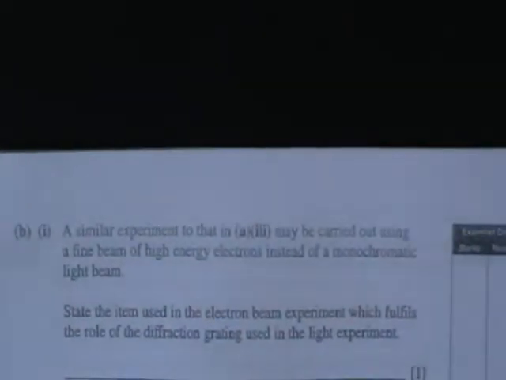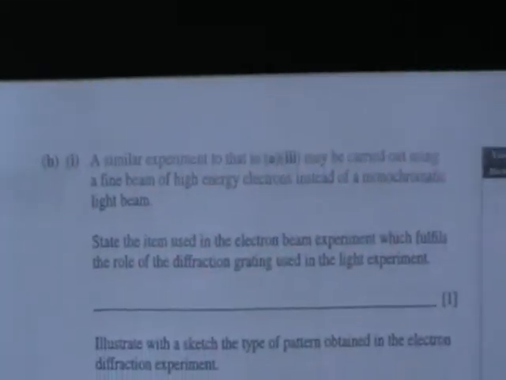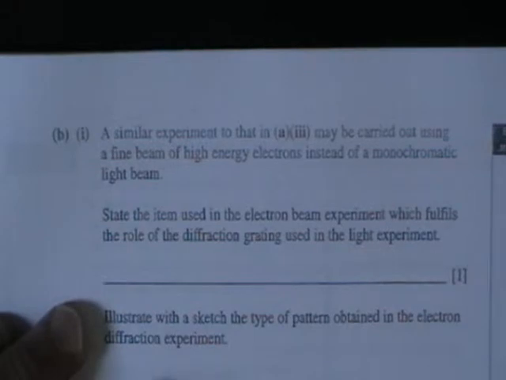As I say, the next parts of the question are all diffraction grating, explaining diffraction grating, and then doing a calculation, and then it goes on to talk about electron diffraction, which again is part of our current specification. So the first part here asks us to state the item used in the electron beam experiment which fulfills the role of the diffraction grating.